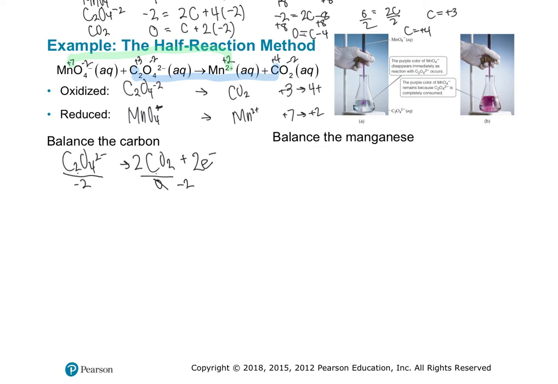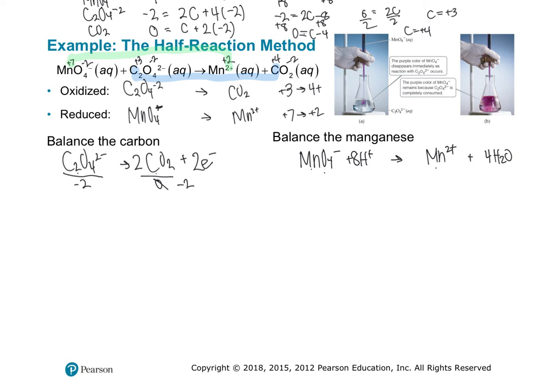Now we're going to balance the manganese. We have MnO4- goes to Mn2+. I have 1 manganese on the reactant side and 1 on the product side. Cool. So now let's balance the oxygen. I have 4 oxygens on the reactant side, so I need to add 4 waters over here. Well, now I added too many hydrogens, so I have 8 hydrogens, and I'm going to need to add 4 hydrogen ions over here. So now that is balanced with mass.